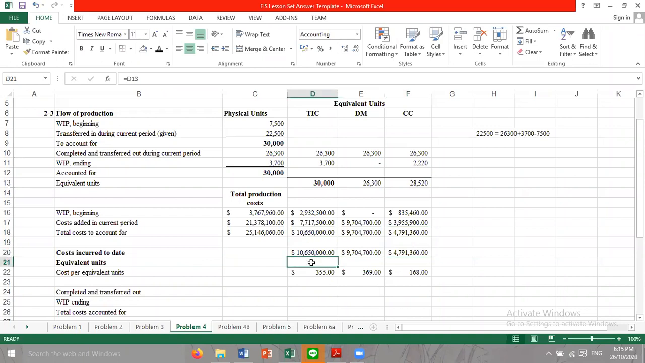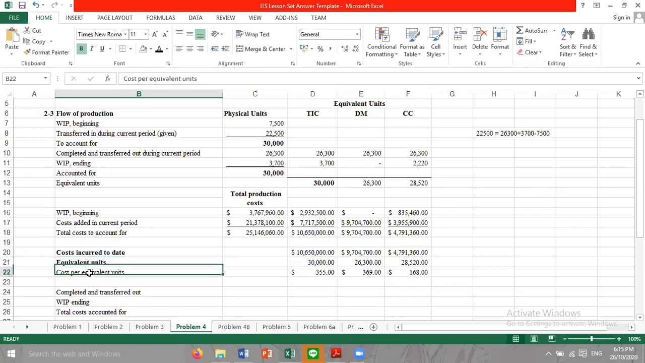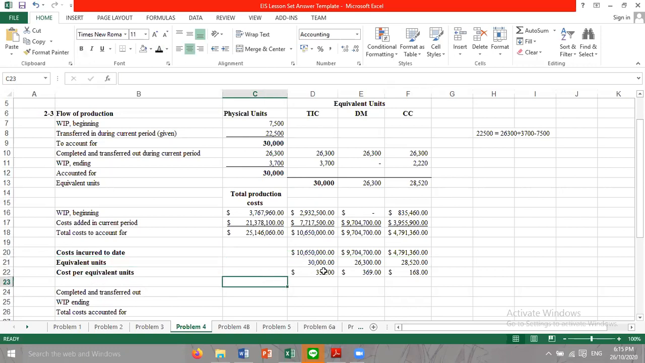How about for the equivalent units? Well, since we already made the table for equivalent units, we just need to place them here. This time transferred in cost has an equivalent unit of 30,000. Direct materials, 26,300. Conversion cost is 28,520. With these two data, we will be able to get cost per equivalent unit, which is practically cost incurred to date divided by equivalent units. So we'll know that the cost per equivalent unit of transferred in cost is $355. For direct materials, $369, and for conversion cost is $168.